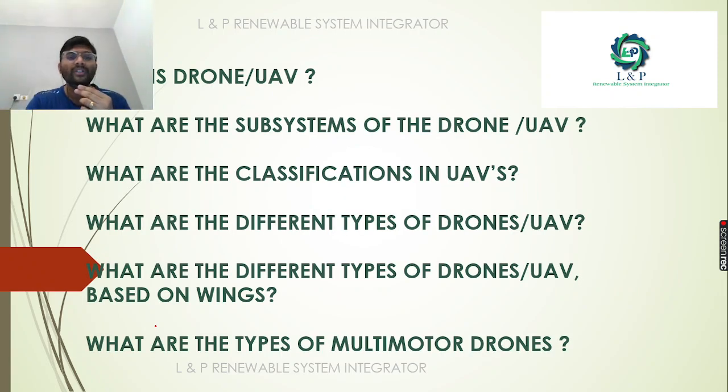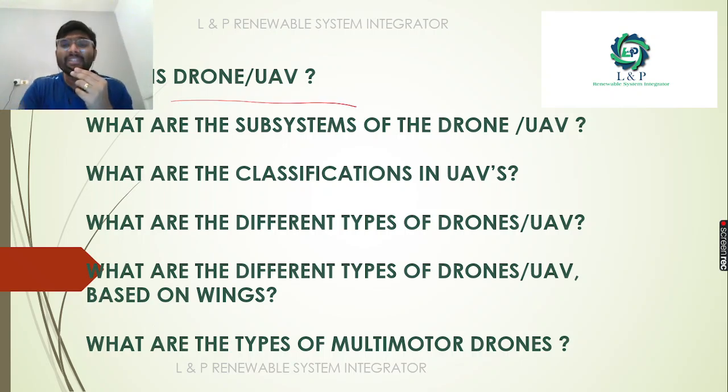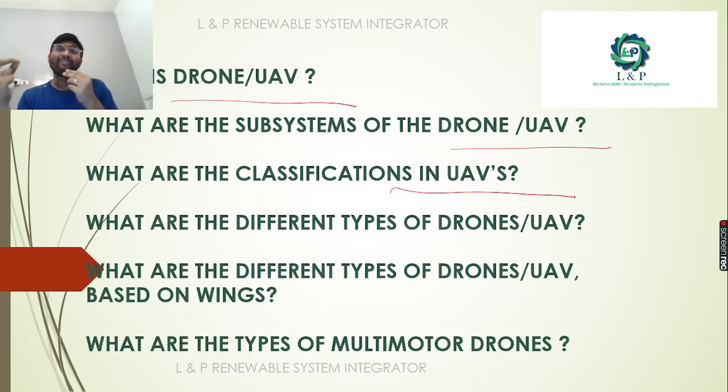In part one, we're going to see what a drone is, what an unmanned air vehicle is, what the subsystems of these drones are, and what the classifications are. What are the different types of drones, how we are classifying and differentiating them based on the wings, and what are the different types of single motor and multi-motor drones.